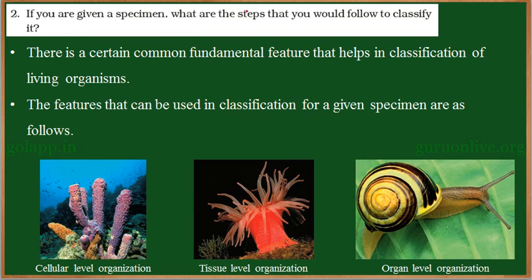If you are given a specimen, what are the steps that you would follow to classify it? So students, the animal kingdom has got varieties of species. Organisms are grouped or classified based on the body design or the body plan. This classification includes, one, level of organization.